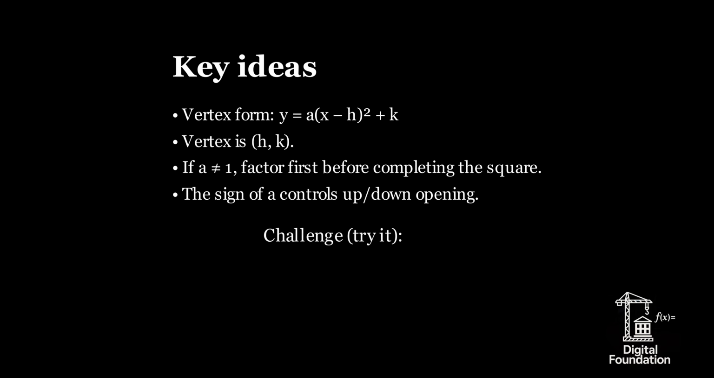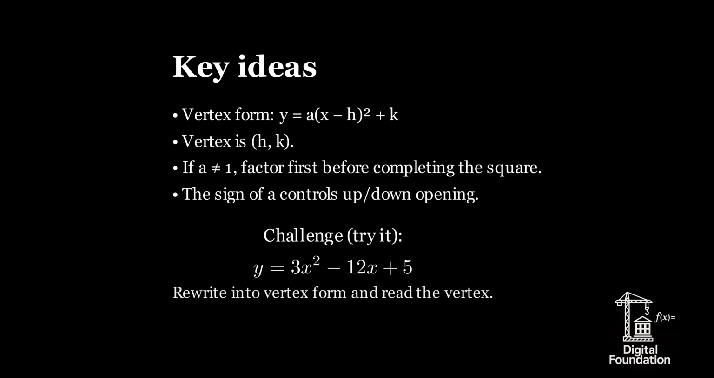Now it's your turn. Rewrite the function y equals 3x squared minus 12x plus 5 into vertex form. Do not solve it. Do not graph it. Just rewrite it and read the vertex directly. Once you see it, you will never look at quadratics the same way again.